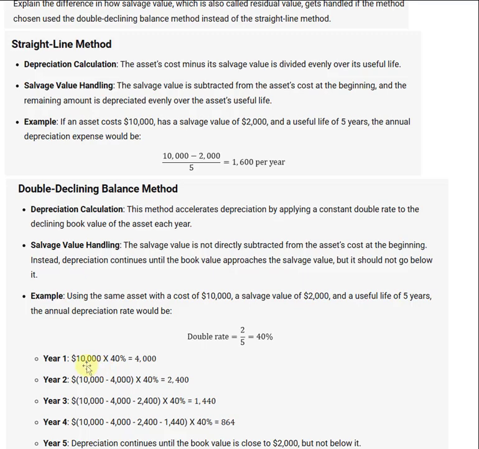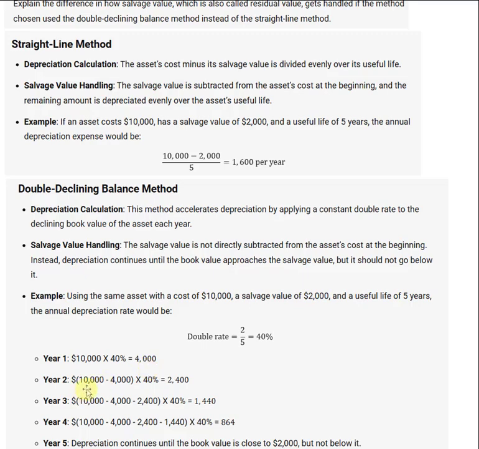So using declining balance, in this case, we've got a 5-year life, right? So if we're using double declining balance, we take 2 over 5 instead of 1 over 5. 1 over 5 would be the straight line method, right, which is 20%. Taking 2 over 5 gets us 40%. So we take the cost times 40%. That's our first year's depreciation.